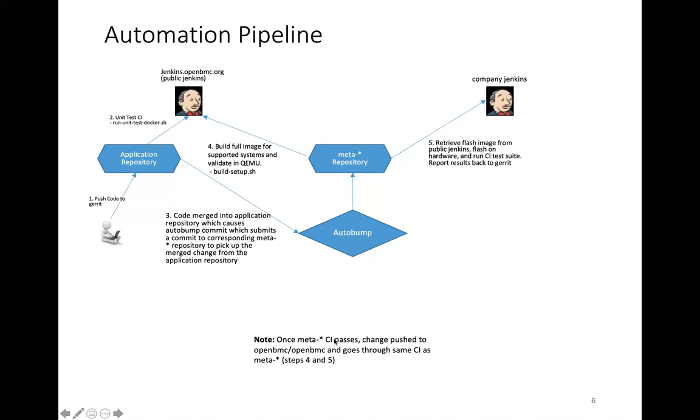And then once the meta layer, a little note at the bottom here, we basically do it all over again when it goes into that integration layer, that OpenBMC layer. Any questions on this? It's just kind of the flow we talked about here.